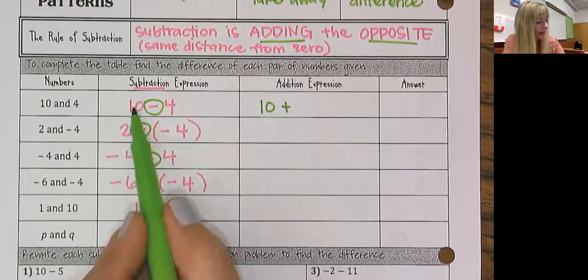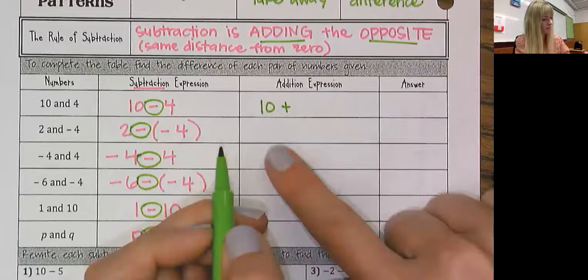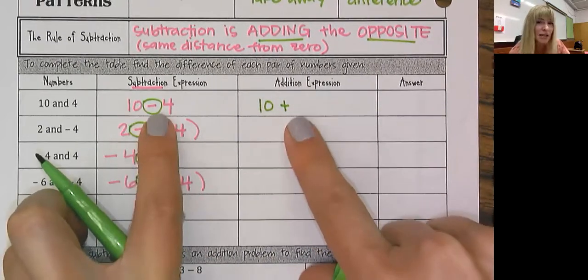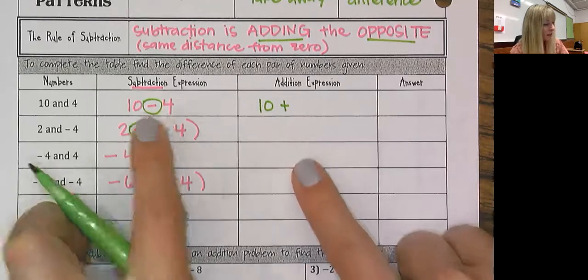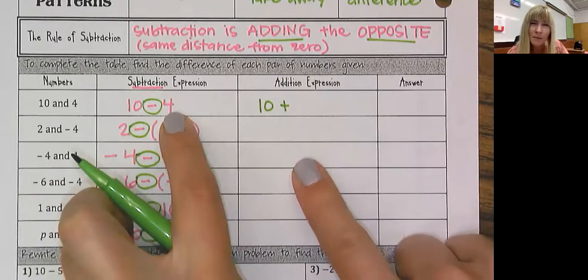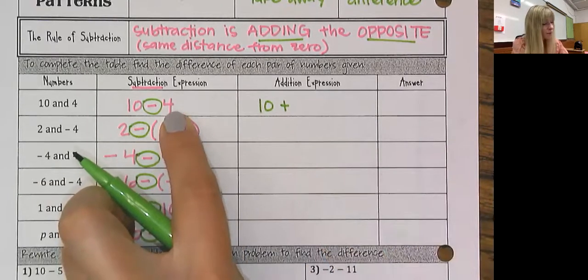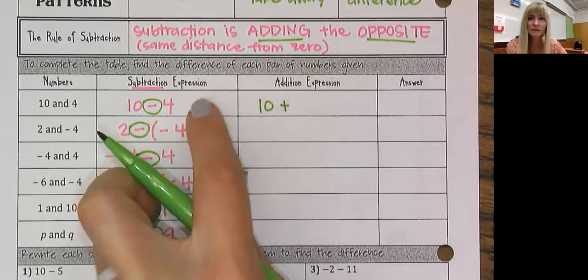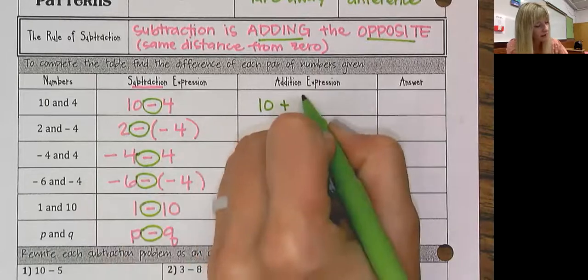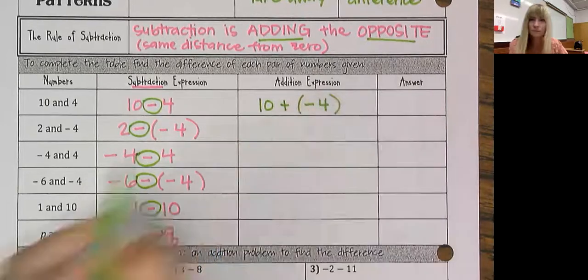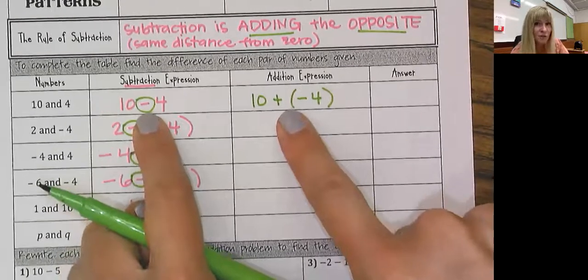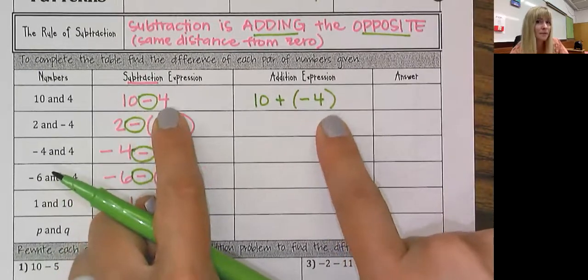So adding the opposite, I keep the same number for the first number. That doesn't change. Then I change the action to addition. Here's the opposite part. Right now I'm subtracting 4. I want to add the opposite. So what number is the same distance from 0 as 4 but is the opposite? -4. Okay? Keep the first number, change the action to addition, and then take the opposite of the second number.